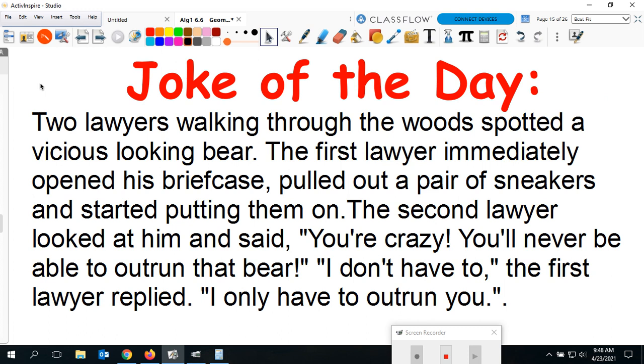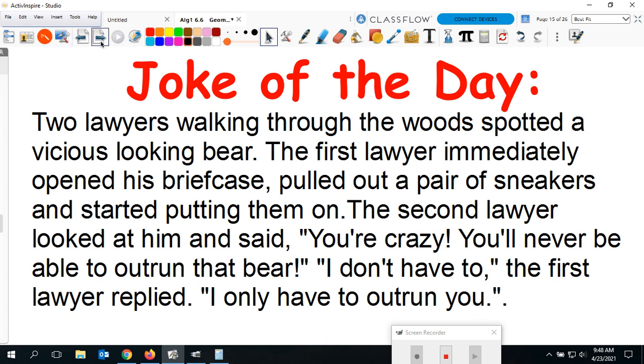says, two lawyers walking through the woods spotted a vicious-looking bear. The first lawyer immediately opened his briefcase, pulled out a pair of sneakers, and started putting them on. The second lawyer looked at him and said, "You're crazy. You'll never be able to outrun that bear." "I don't have to," the first lawyer replied. "I only have to outrun you." That's a good joke. You can outrun the second lawyer, then he's going to be okay, because the bear will get the second lawyer. Bear going to get the slower lawyer.